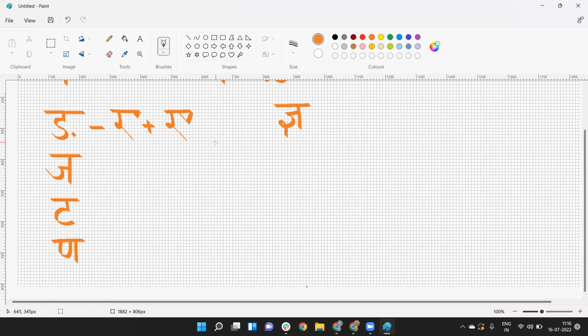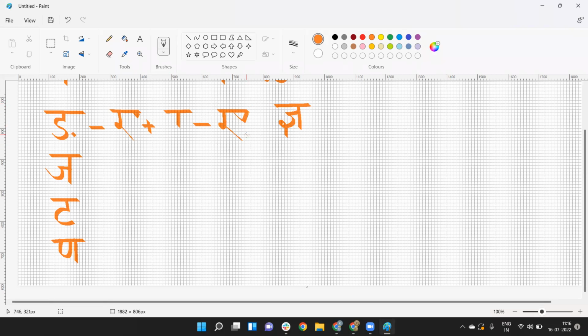which means this is Na. Sorry, this Na and A. So when I join matra A to this letter, only the last triangle will change the shape. That means this triangle will become a little wider. And this is basically A. When you join A with this letter, this is the shape it takes.